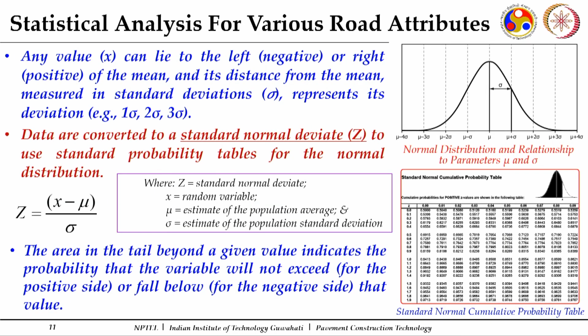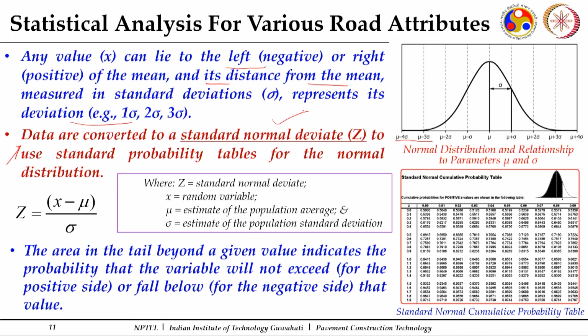Now, further if you look into it, any value x can lie anywhere. We have seen this is the normal distribution; we can see how much the value is varying with respect to the mean on the lower side and how much it can vary on the greater side, that is, the left hand side and right hand side. So, any value x can lie to the left (negative) or right (positive) of the mean, and its distance from the mean can be measured with respect to the standard deviation.